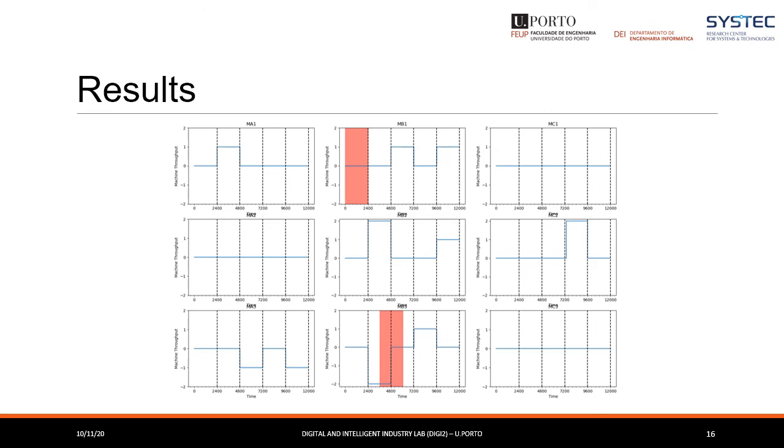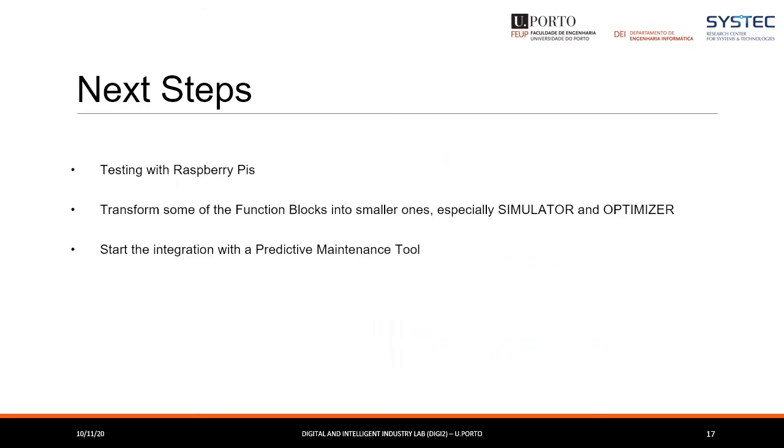Our next steps will be testing the system with Raspberry Pis, where each Raspberry Pi will correspond to a simulator. Also, we will transform some of the function blocks into smaller ones, so we have more general function blocks and it will be easier to use them in the future. And also start the integration with a predictive maintenance tool, so the failure detection can be, for example, an output of a data-driven module.